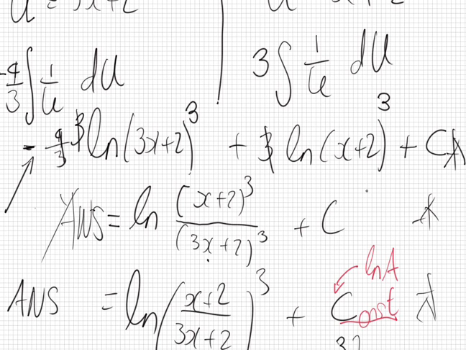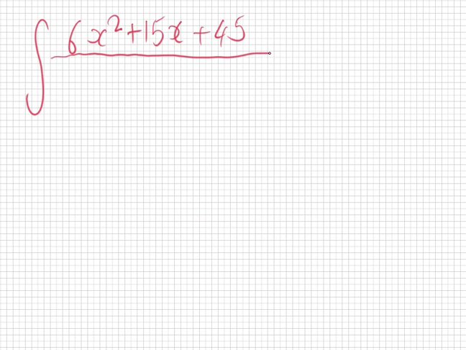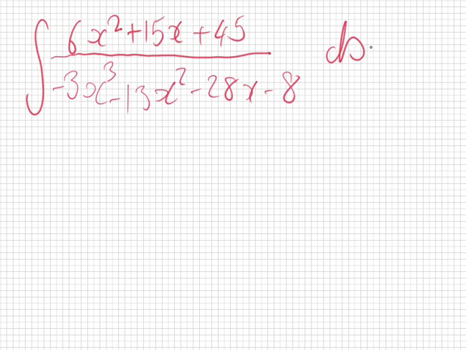What's wrong? Okay, so next question now. Yes, the I one. So with I, we have integrate 6x squared plus 15x plus 45 over minus 3x cubed minus 13x squared minus 28x minus 8 dx.